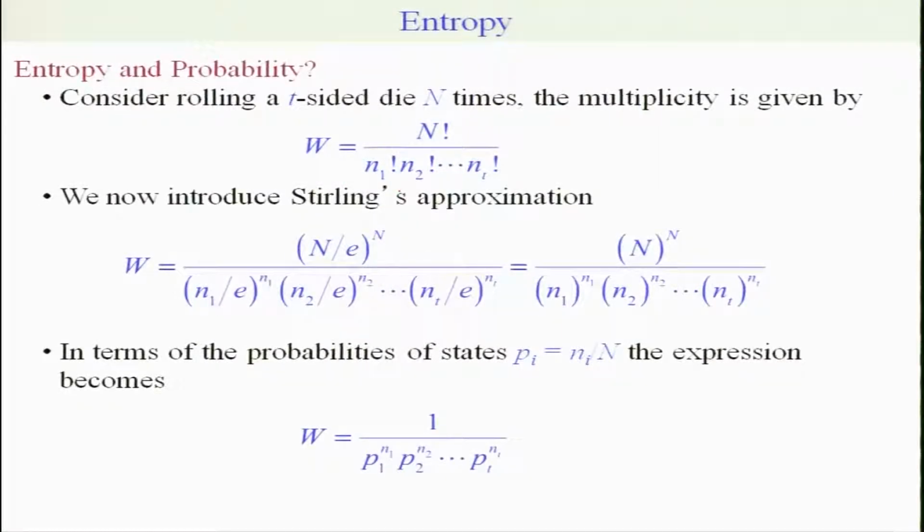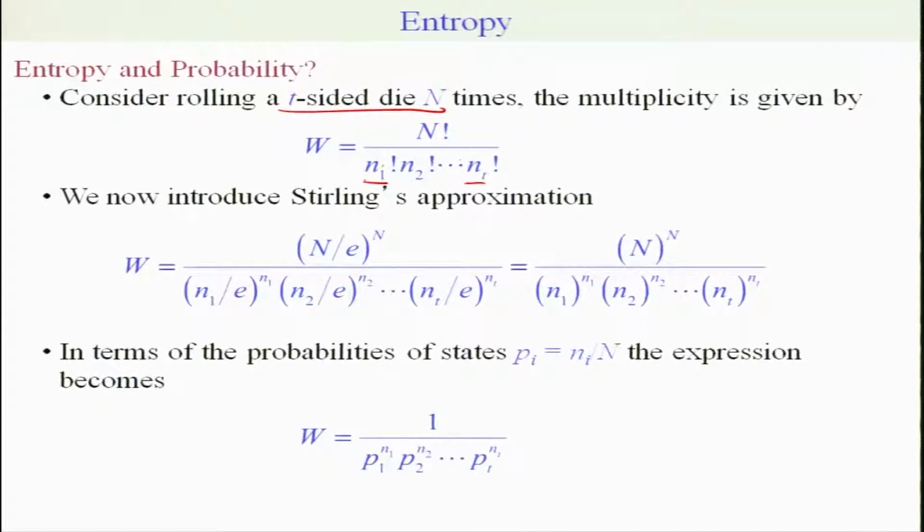So, now let me connect this entropy to probability through the expression of multiplicity. Let me consider a case of rolling a T sided die n times. Okay. So, using the concept of multiplicity, we can write W as n factorial divided by the overcounting factors for the T sides, that will be n1 factorial till nT factorial.